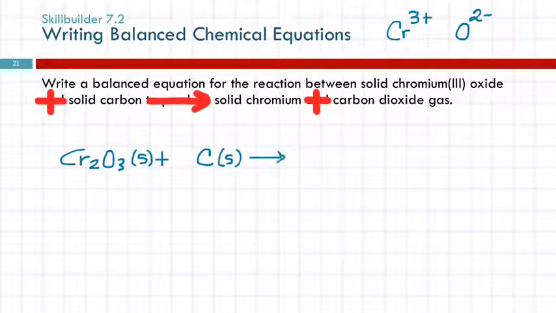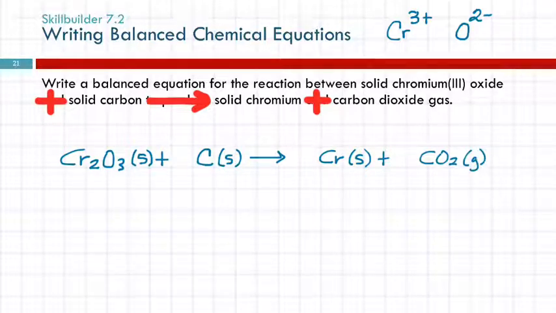And then we've got the arrow, and we're forming the solid chromium. This is also an element. Is it diatomic? No. Just solid. Plus carbon dioxide. Carbon and oxygen, both nonmetals, is a molecular compound. We've got the prefix here that tells us there are 2 oxygens. So CO2. And then in parentheses, G for gas. So any questions about that?